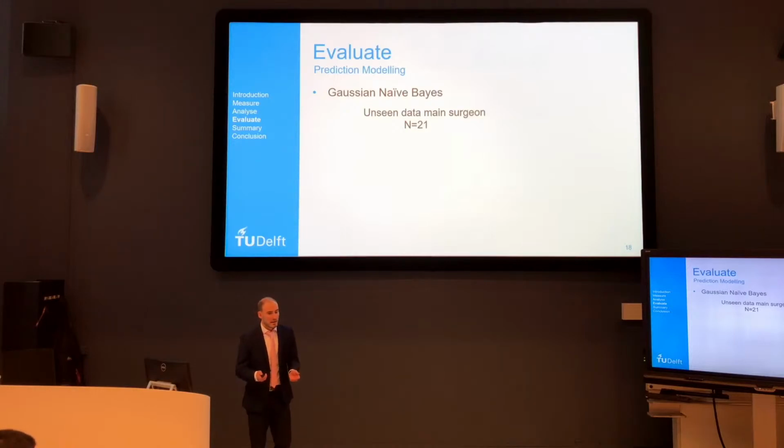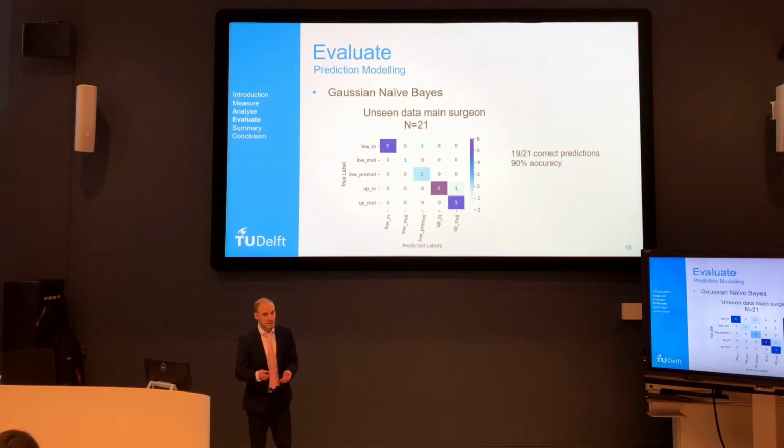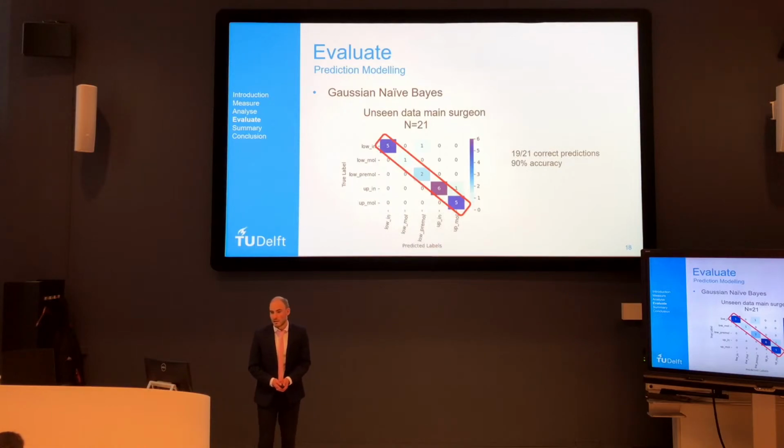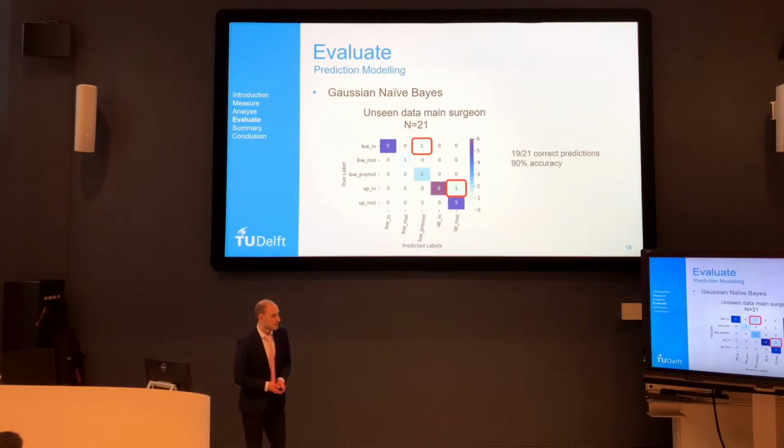What I want to show here is the unseen data of the main surgeon, which are 21 samples. On the horizontal axis, you see the predictions made by the model I implemented, and on the vertical axis, you see the true labels in the form of classes. I want to highlight that if all your samples are on this diagonal line, you have 100% prediction accuracy. In this example, we see that the model predicted 2 samples wrong, which gave an accuracy of 90%.